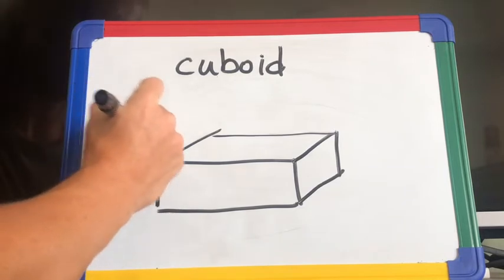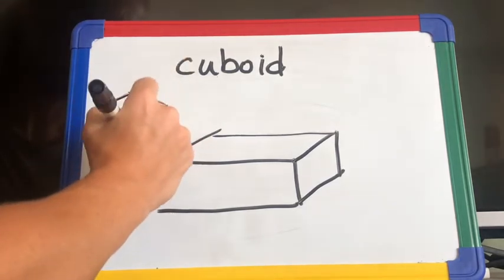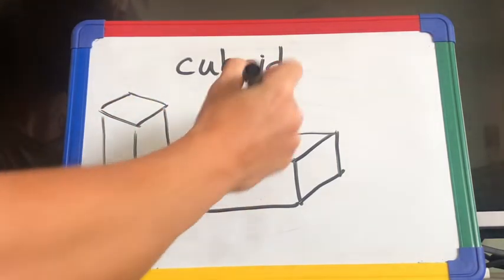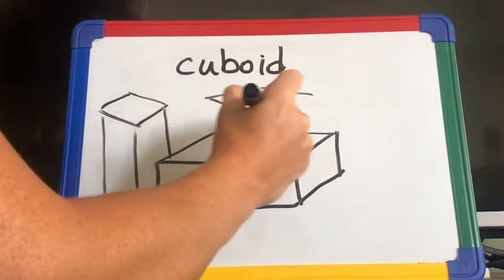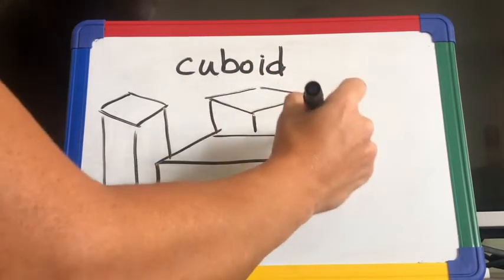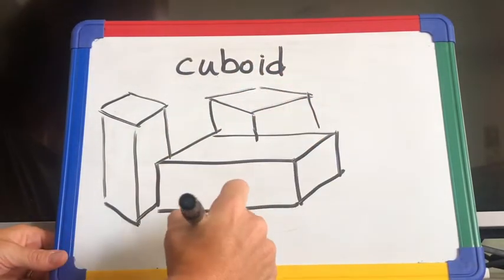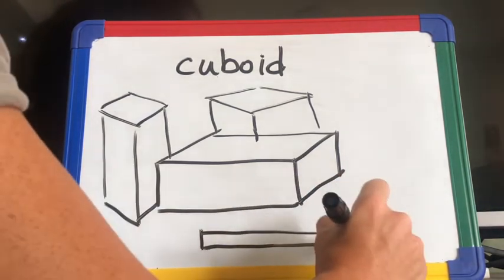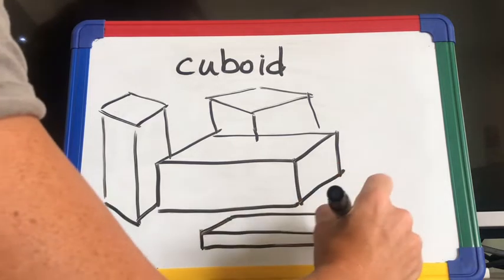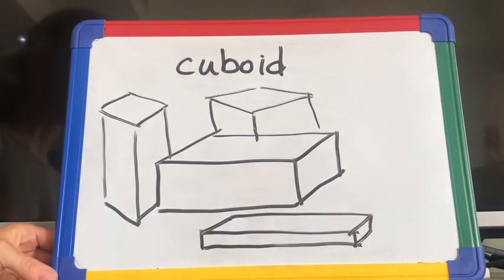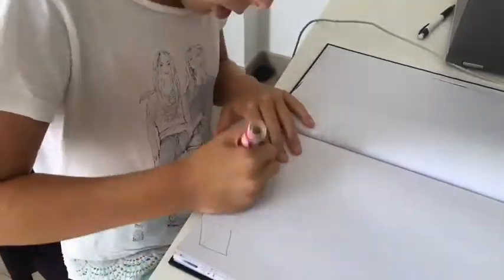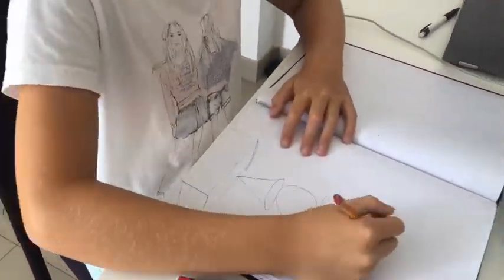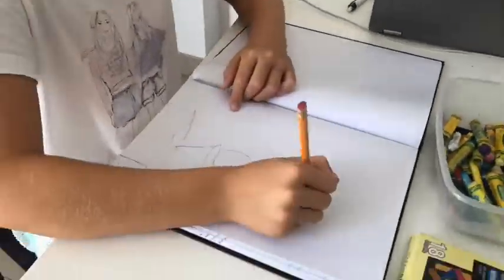So the cuboid could be like that, or could be like that, or could be like that all the way down, or it could even be even smaller and longer, like that. Okay, those are all. And here Nicole is drawing a few of these 3D shapes, one on top of the other. Okay, so we'll start with that.